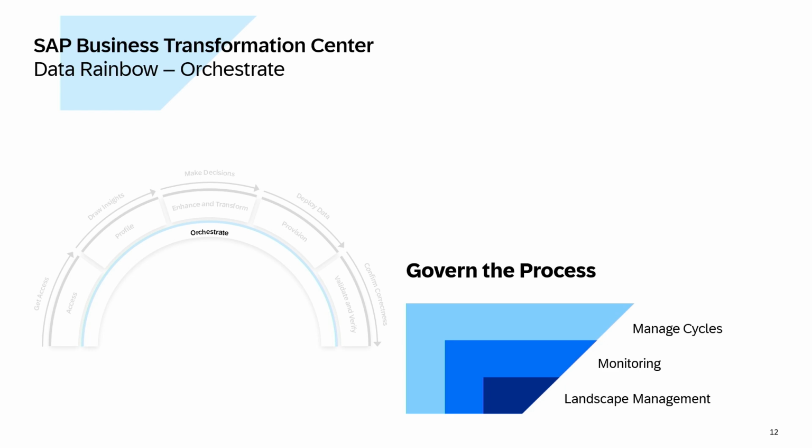Also the monitoring of the migration. So where are we? How far is the progress? And also the landscape management will be handled here. Here we reuse also Cloud ALM capabilities. So the landscape, the LMS of Cloud ALM, to connect the systems. So all will be here governed from the Business Transformation Center from one central place.